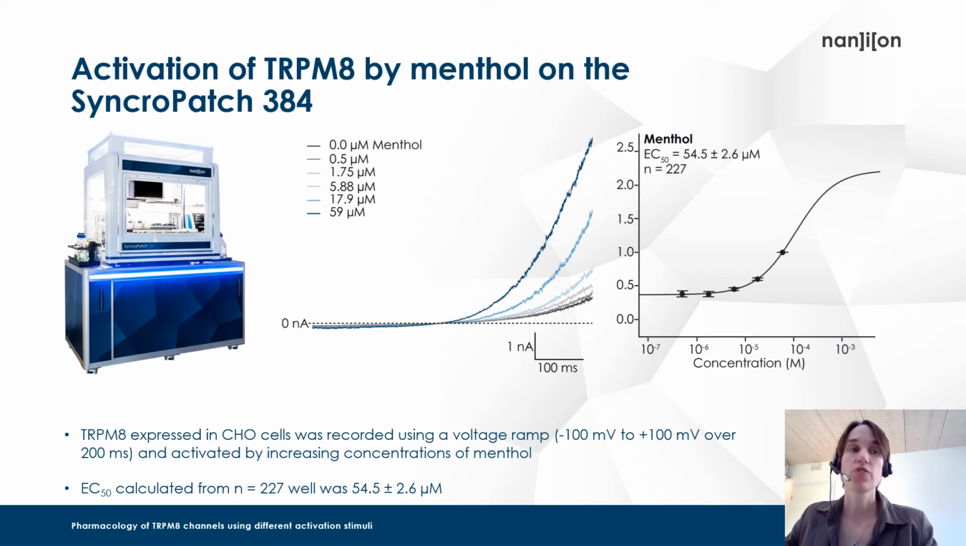We also measured TRPM8 expressed in CHO cells using the SynchroPatch 384. TRPM8 was activated by increasing concentrations of menthol with an EC50 of around 54.5 plus or minus 2.6 micromolar for an average of 227 wells.